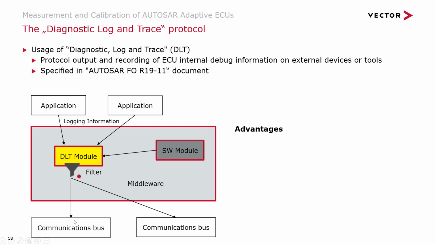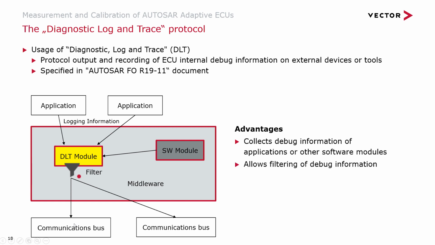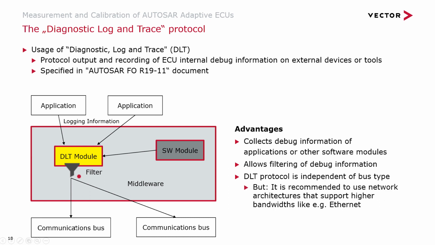What are the advantages of this DLT method? We are collecting debug information of the application or other software modules. And it's possible to set up filters so that we only get the information we want to see at the moment. And the DLT protocol is independent of the bus type. Normally, an Ethernet network or automotive Ethernet network will be used, because we need a higher bandwidth as we want to send out a lot of signals. So it's not always best to use a CAN bus for sending out this data.